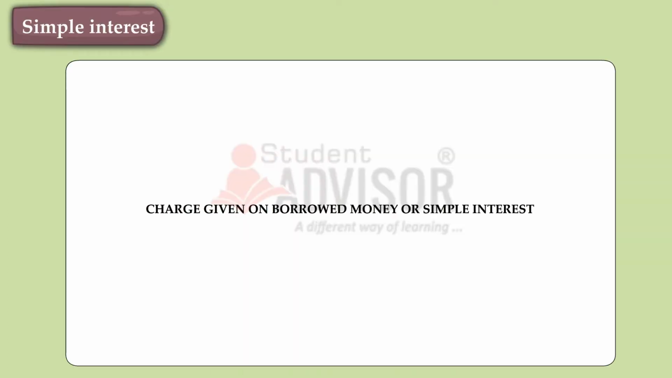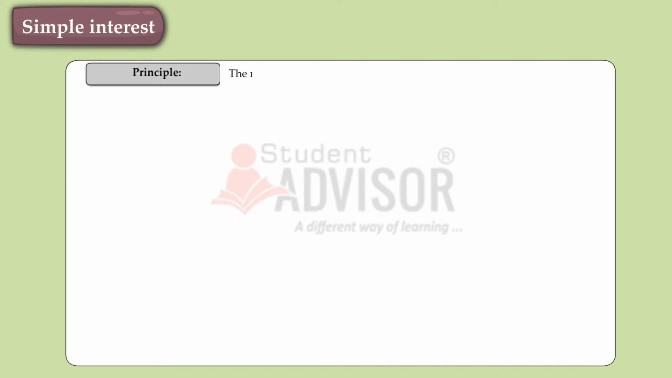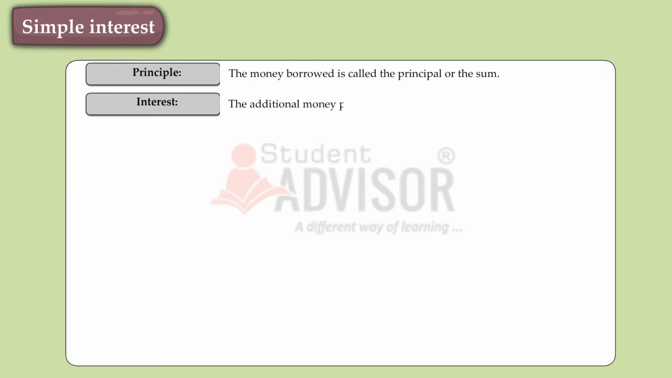Charge given on borrowed money or simple interest. Principal. The money borrowed is called the principal or the sum. Interest. The additional money paid by the borrower is called the interest.